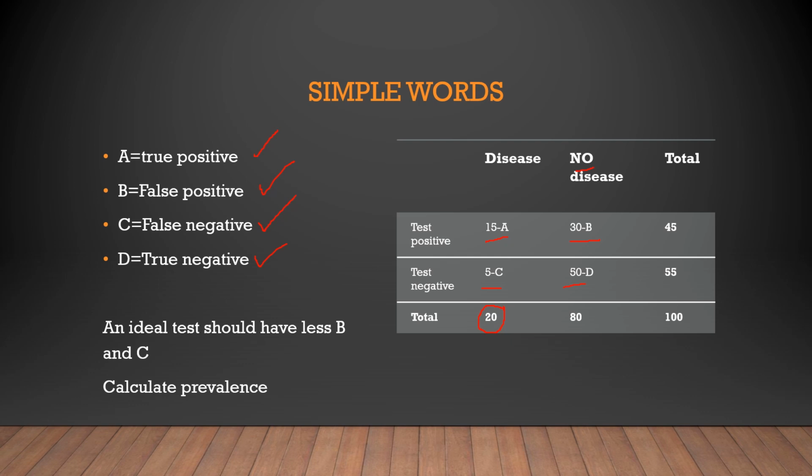Clear till now? In an ideal test, you want the false positive and false negative rates to be low. How do you calculate prevalence from this? Among a total population of 100, you have 20 people who have the disease. So prevalence is 20 by 100, which will be 20%.